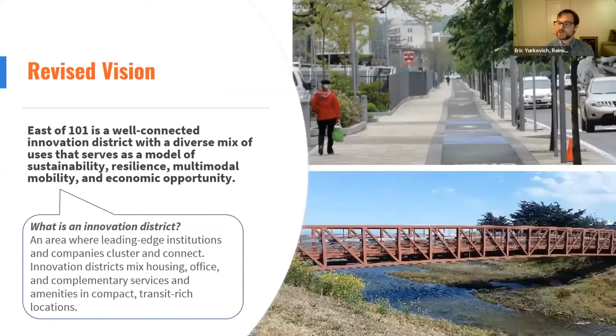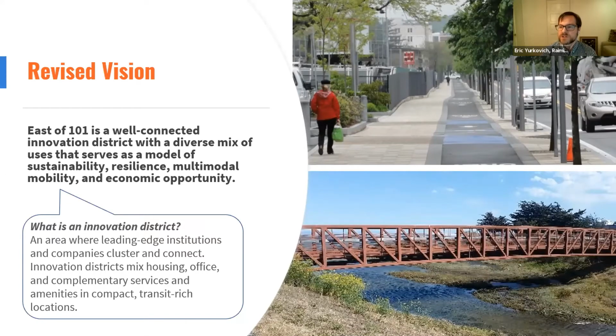So we prepared a vision statement for the East of 101 area, and then reviewed it during those summer meetings. And this is a revised version of that statement. East of 101 is a well-connected innovation district with a diverse mix of uses that serve as a model of sustainability, resilience, multimodal mobility, and economic opportunity.